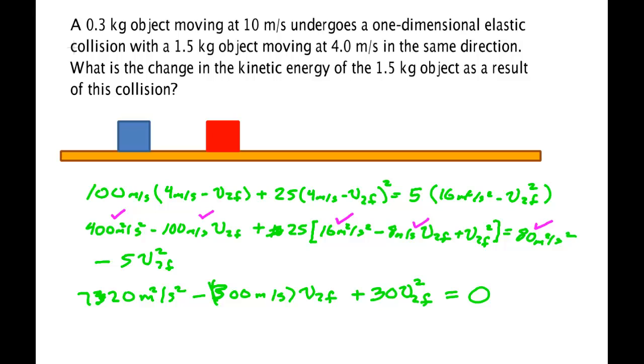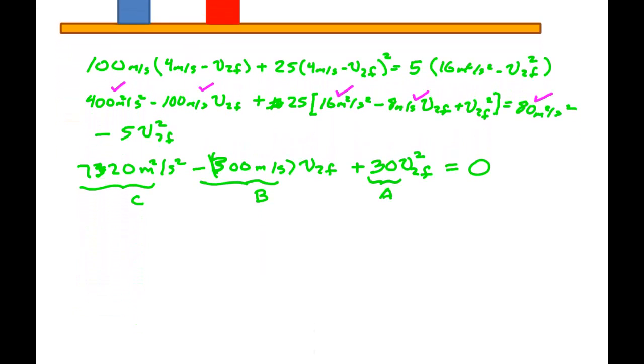So what we have here is a quadratic. There's A, there's B, and there's C. And now we've got to use the quadratic formula to find V2F, the final speed of the second block. Some things about V2F we know. V2F is going to be greater than 4 meters per second because it's getting run into from behind by the blue block, which is causing this block to speed up, and it was already going 4 meters per second.